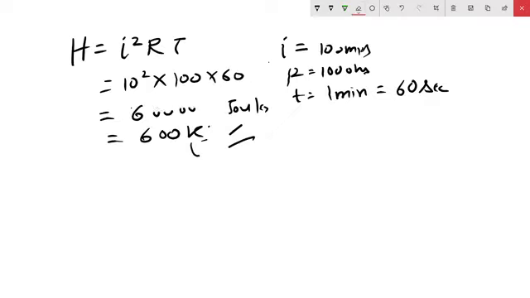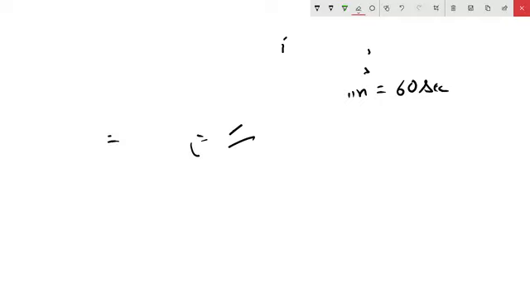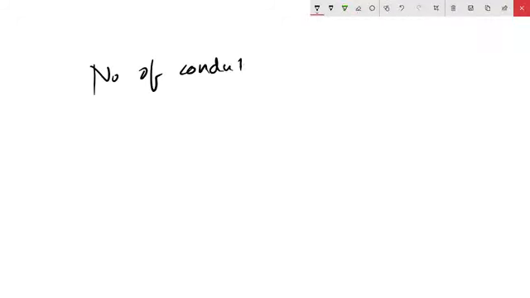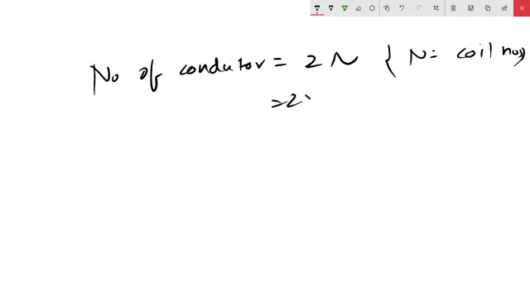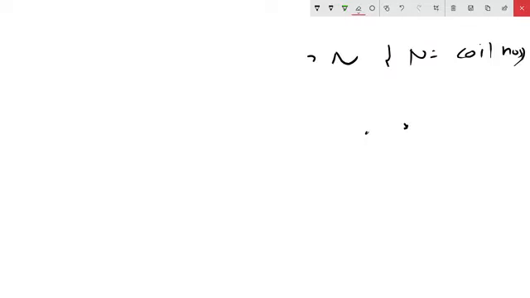So if you shift to the next question, if the total number of coils mounted on the armature of a generator is 100, then the number of conductors is equal to, always remember that number of conductors is equal to 2n, where n is equal to the number of coils. So 2 into 100, which is equal to 200, will be the answer for this. Now next question, calculate the speed of alternator having 15 Hertz frequency with a number of poles is 8.